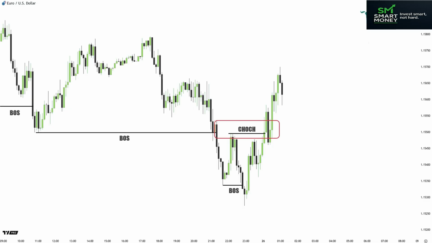So naturally, you might start looking for long opportunities inside the fair value gaps within this bullish leg. Or you might wait for the price to reach the bullish order block at the extreme.